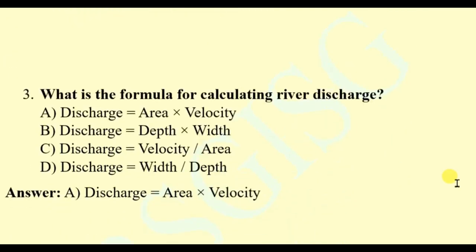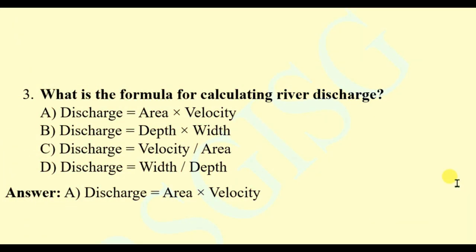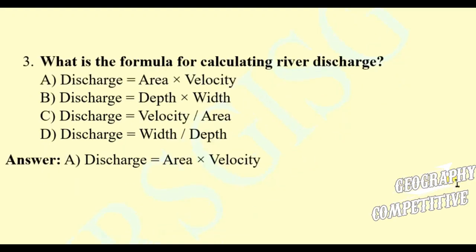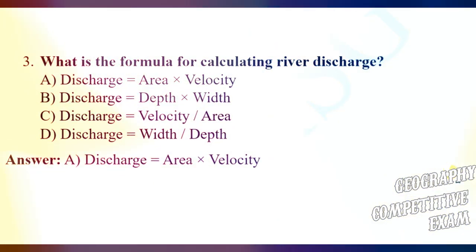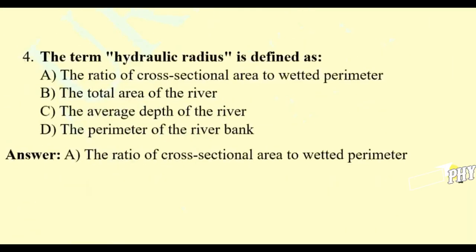What is the formula for calculating river discharge? Discharge equal to area into velocity, depth into width, velocity by area, width by depth. Here the correct answer will be area into velocity. Area means the cross-sectional area, and the velocity means the speed of the water. This can be used for calculating the river discharge.